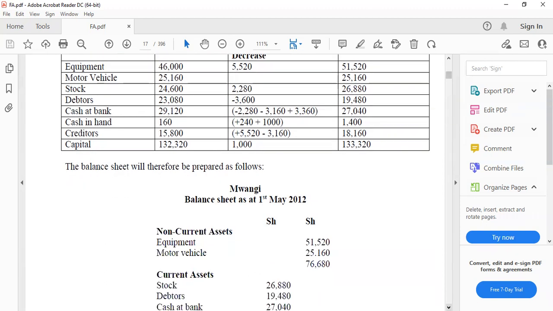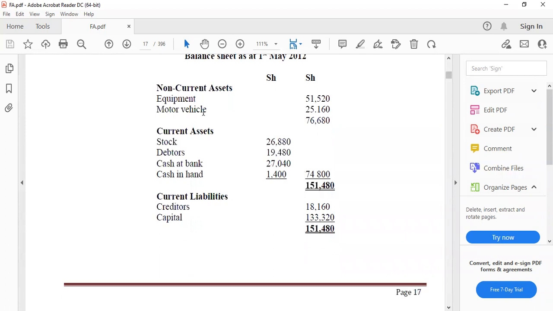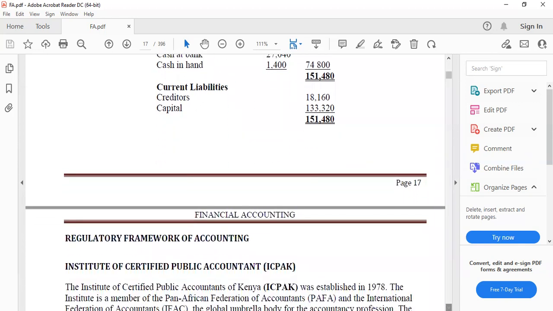Therefore, to draft your new balance sheet, we shall use the net figures that we have come up with. Therefore, non-current assets, we shall have equipment, motor vehicle, current assets, but we are using the figures after the adjustment. Remember the adjustment? The adjustments are very key. So you add this, you get 155, then current liabilities, add this plus capital, and then that will be the balance sheet after the adjustment. So adjustment is the key.